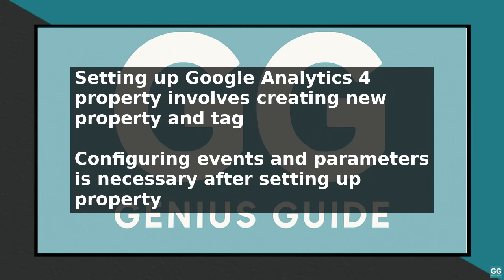This involves creating a new property in the Google Analytics admin section and installing the Google Analytics 4 tag on your website or app. Once you have set up your property, you can start to configure your events and parameters. The next step is to configure your data streams. Data streams are the sources of data in Google Analytics 4, such as your website or app. You can configure your data streams by going to the admin section and clicking on Data Streams.